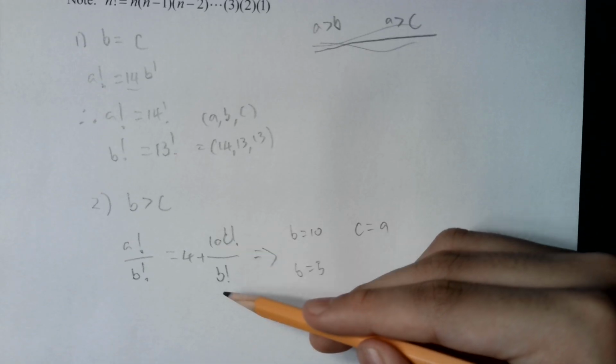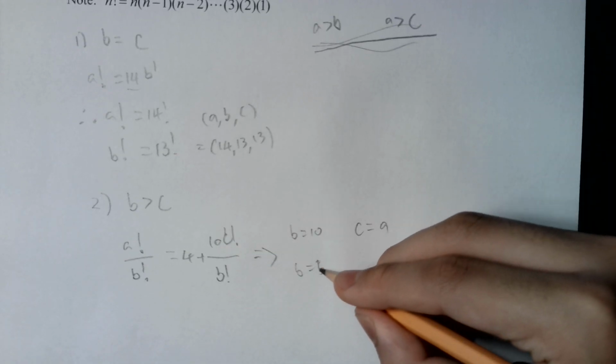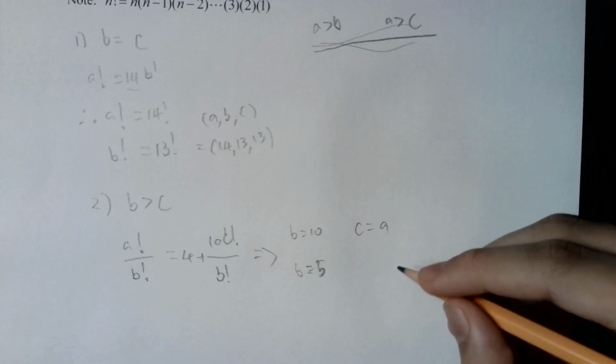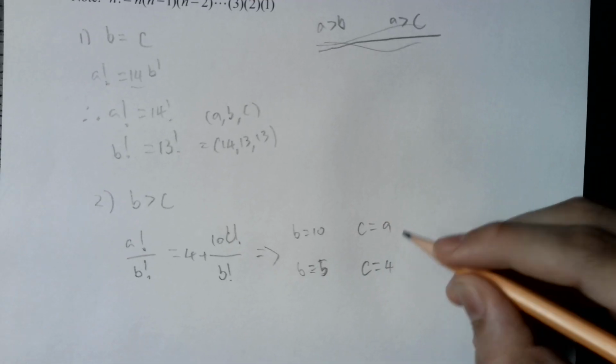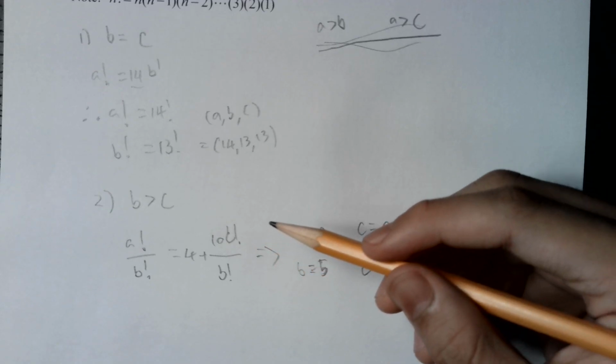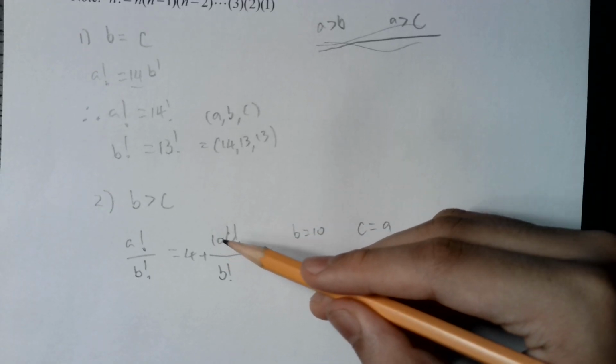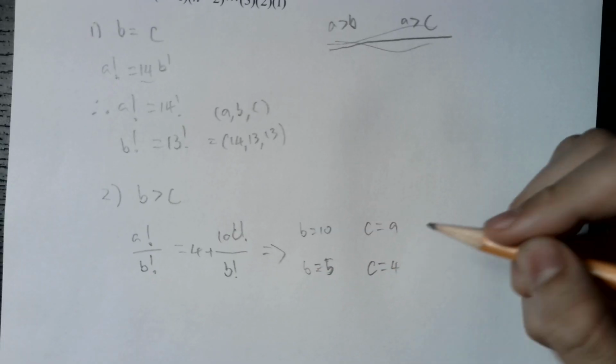So 10 factorial divided by 10 factorial is 1, and that's an integer, and we need that. Same thing with b is equal to 5, it would just be c equals 4. Because now on the bottom we have 5 factorial, and on top we actually have 2 times 5 factorial, because you can split the 10 into 2 and 5, and use that 5, multiply it by 4 factorial to get 5 factorial.